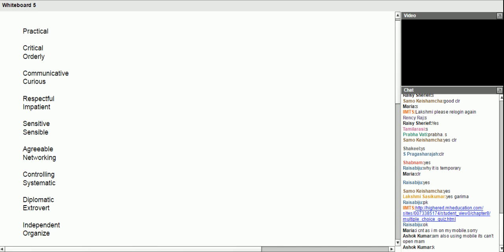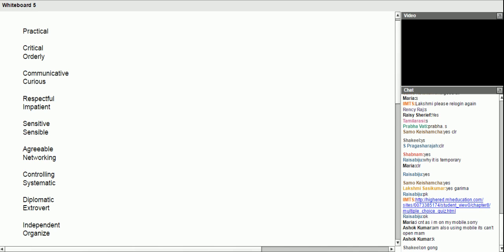Prabha, are you done with it? Samin, Shabnam, Samu, S. Praga, Sharjah, Rishi, Resi, Shakil, Mohammed, Kelvin, Ashok Kumar, Raisa, Asiya, Sandeep, Rensi, Lakshmi and Mari. Ashok and Mari don't have a laptop as of now, so they can solve it at home. How about others, other than Maria and Ashok? Okay, you are still doing it.